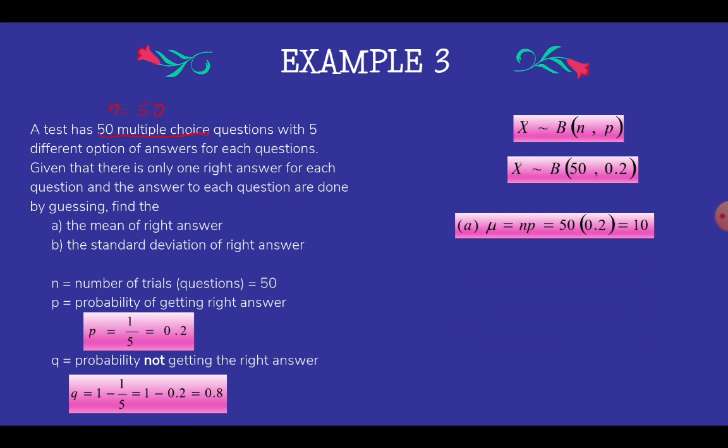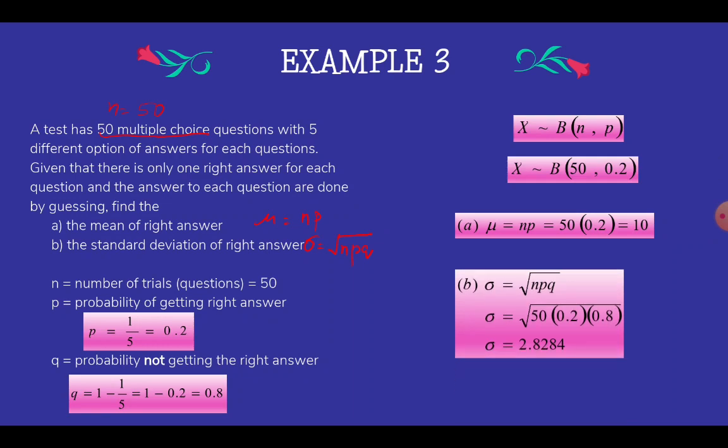However, when we talk about standard deviation, what was the mean? The mean is NP. The standard deviation is the square root of NPQ. So we have the value of N, we have the values of P and Q, so just substitute in the formula. So the standard deviation is 2.8284. Easy, right? So this is a simple question, the basic one, the simplest one.